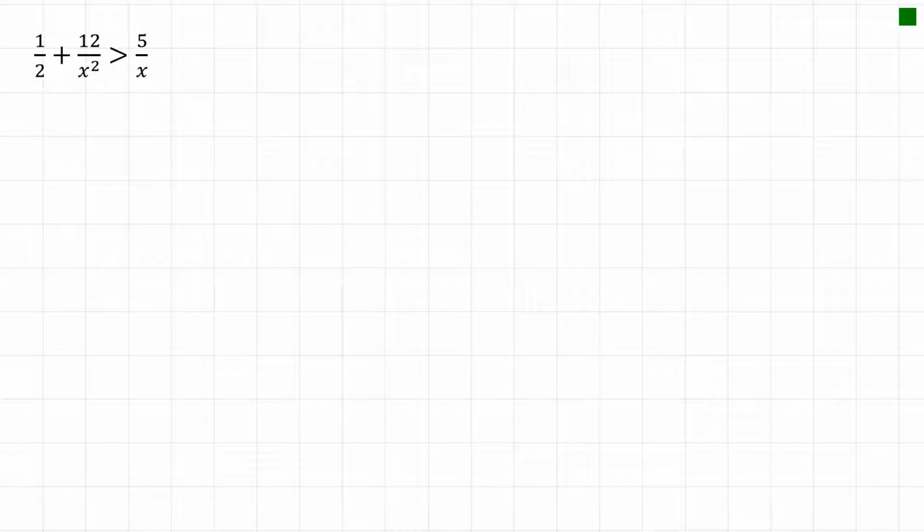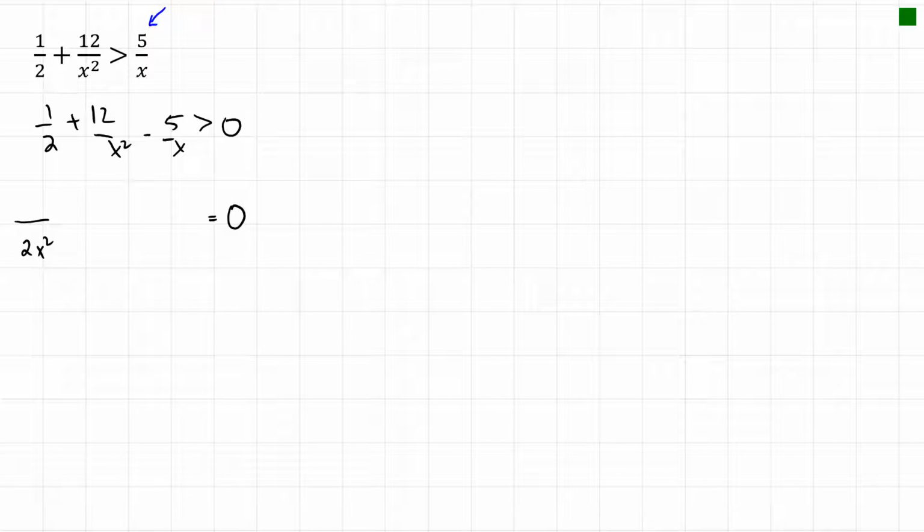So to start with, to find the critical points, I need a 0 on the right side. So I'm going to move the 5x over, and that becomes 1/2 plus 12 over x squared minus 5 over x has to be greater than 0. So in order to find the critical points, I'm looking for where is the entire thing equal to 0, which means I need one fraction. And in order to add fractions, I need a common denominator.